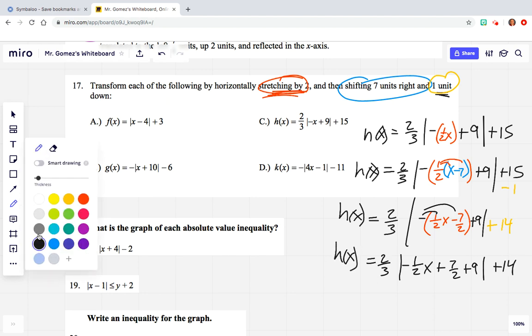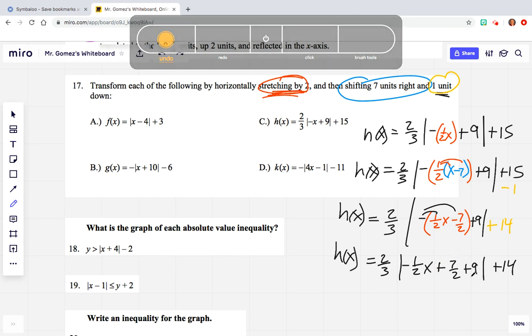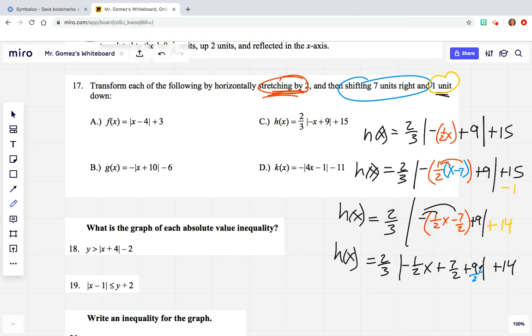And then last but not least, what we're going to do is combine like terms on the inside as far as these two constants. And again, I'm going to multiply by a form of 1, which is 2/2, so that I get 18 over 2 plus 7/2. Okay, and that's going to give us 25/2. So we'll say 25/2.